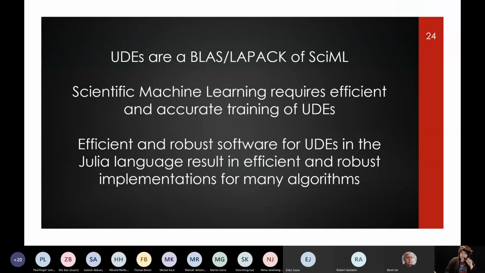stiffness to them. And kind of the core idea is that universal differential equations, what we're seeing is that they're kind of like the BLAS or LAPACK of scientific machine learning, right? So you can relate a lot of different methods that people have been coming up with back to being a neural network within a differential equation. And most of what people have been doing in machine learning, you can write down as just a discretization, a fixed time step discretization of that differential equation.